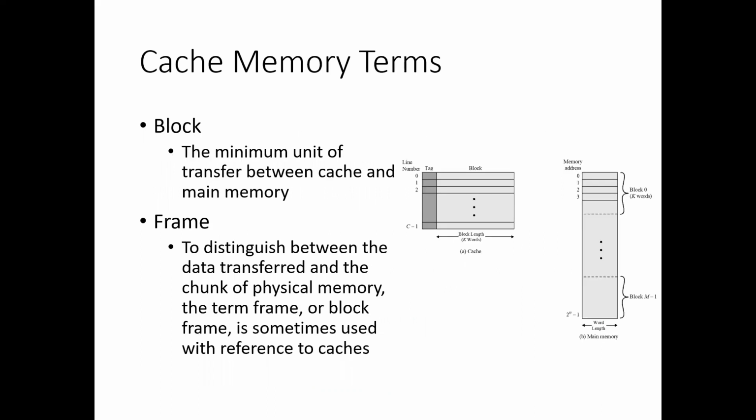So there are a couple of terms. One is the block, which is the minimum unit of transfer between the cache and the main memory. And then a frame is the data transferred in a chunk of physical memory. The term frame or block frame is sometimes used with reference to the caches. So there you can see the cache and the main memory, and we're transferring those blocks between the main memory and the cache.